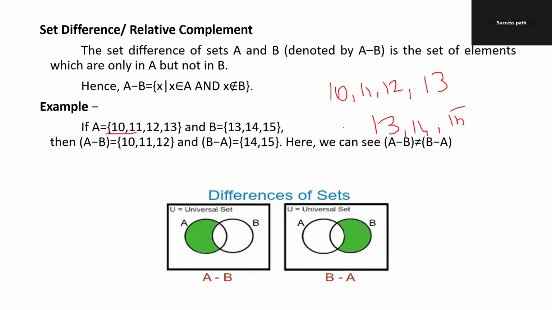So I'm going to subtract this value from this value. 13 will get deleted. So what is the remaining value? 10, 11, 12. That is the remaining value of A that we will get. This is the procedure. Suppose B minus A is asked, we also need to write it, depending on the numbers they are giving in the set.